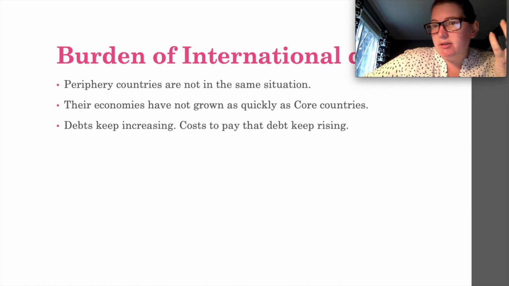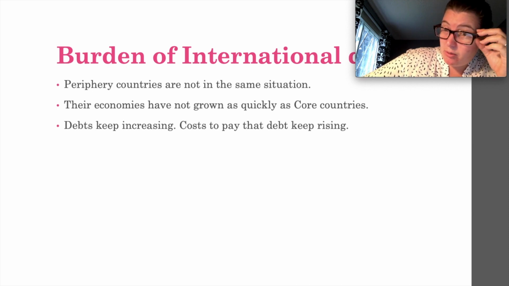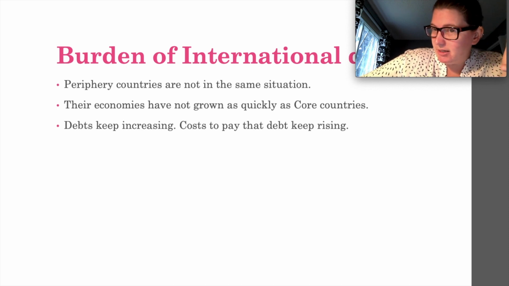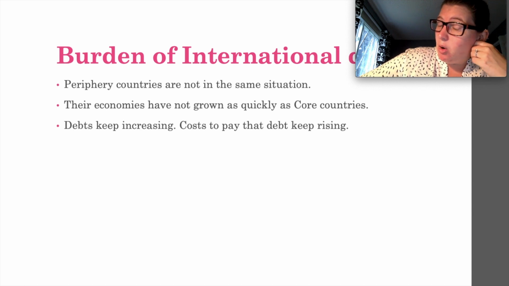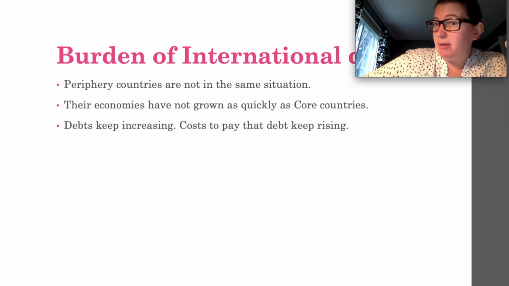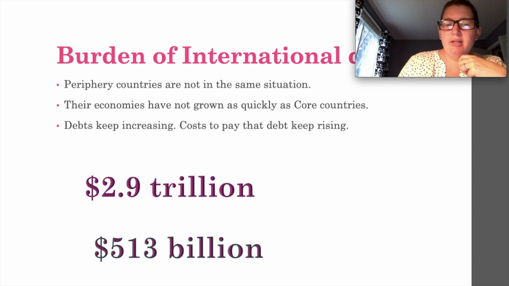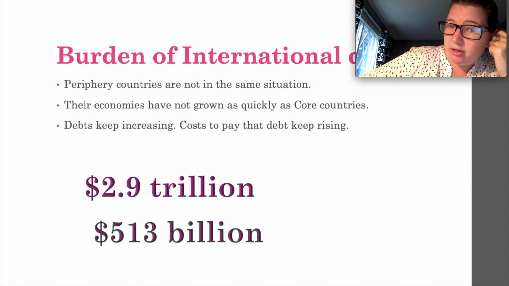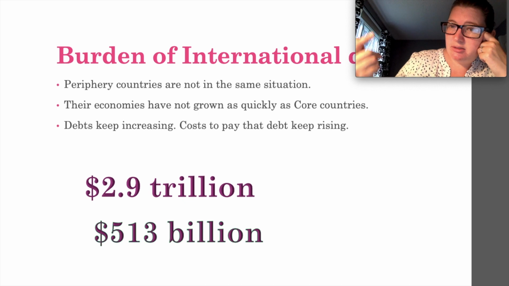Now, when I say interest rates, and I didn't really explain that for those of you who are not taking business or economics courses, what is interest? So when you borrow money from somewhere, you have to pay back that money, but you also have to pay interest on top of it. So, for example, for every $1.50, make it easy, that you pay back on your debt, only 75 cents of that goes to pay back the debt. The other 75 cents goes to paying the interest. So it's hard to get ahead. So the 2.9 trillion is the cost of the debt for periphery countries, and then 513 billion is the cost for core countries. Keeps rising.